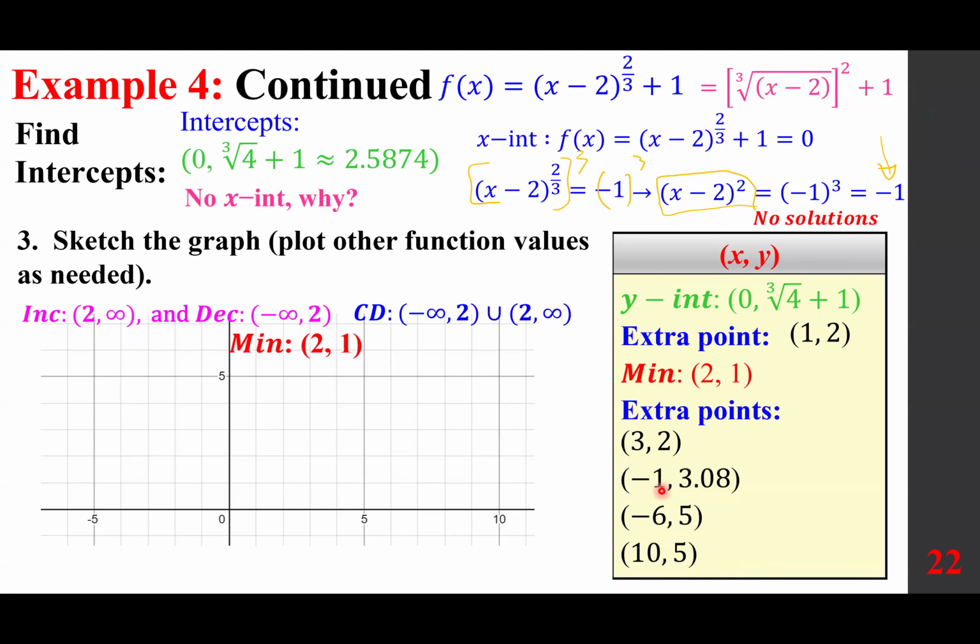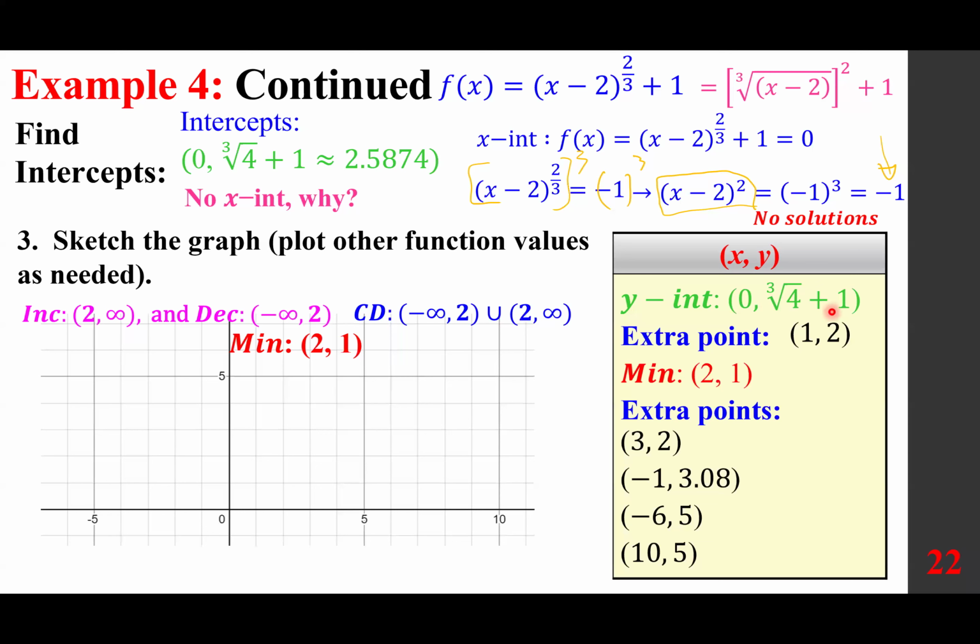And I put -1, meaning use a calculator. Okay, I don't want to use that point. So why am I using -6? Again, an easy number. If you plug in, you get -8. What is cube root of -8? -2 squared is 4, and 1, 5. What about 10? If I put 10 minus 2, 8. Cube root is 2, 2 squared is 4, and 1 is 5. So take the easy point so you can do it in your head.